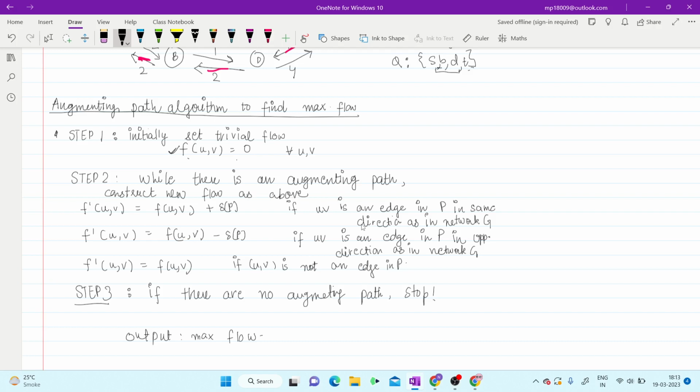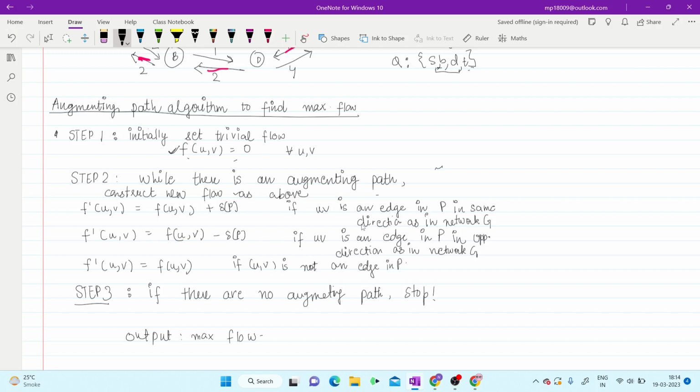Now, given this initial trivial flow, we construct the residual flow diagram. After constructing the residual flow diagram, we look for an augmenting path, and as in the previous example, once we have an augmenting path, we construct the new flow by this rule. So what will be the new flow? If in the augmenting path Q, uv is an edge in the forward direction, we add the path capacity. But if uv is in the reverse direction, we subtract the path capacity.